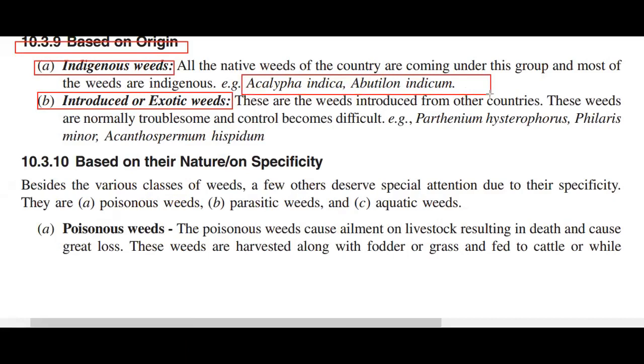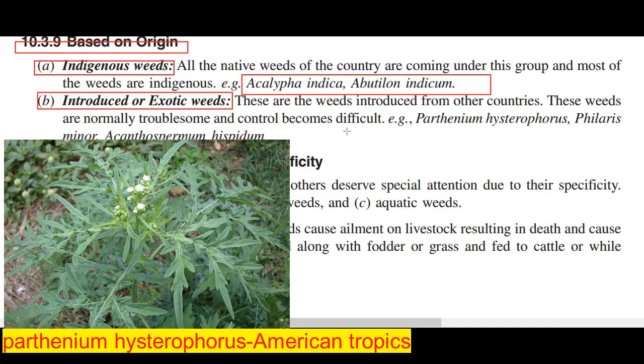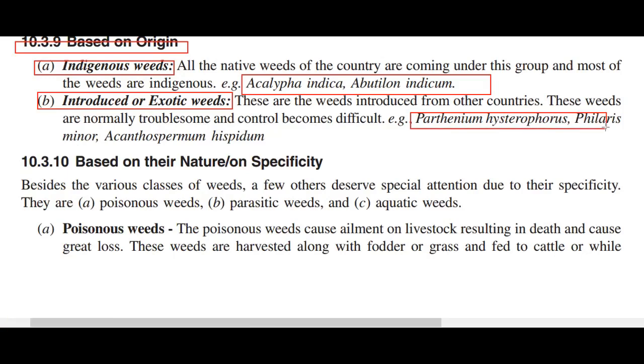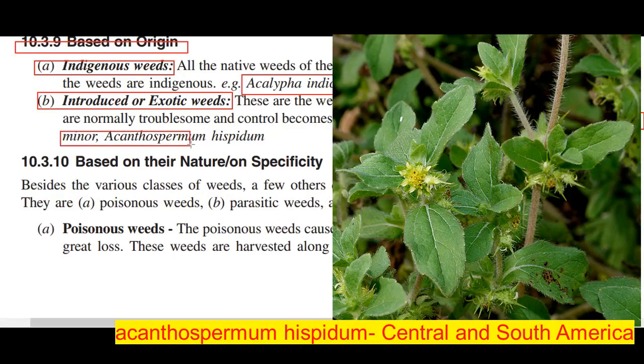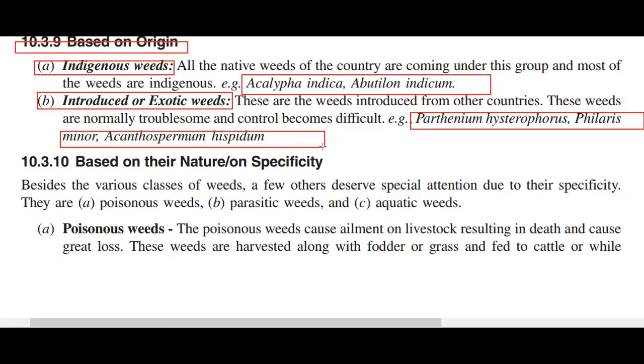And the second is the introduced or exotic weeds. So these are the weeds introduced from other countries. These weeds are normally troublesome and control becomes difficult. They are not native to India, but introduced from other countries. As examples, Parthenium, Hysterophorus, Phalaris minor, and Acanthospermum hispidum. So these are exotic weeds.